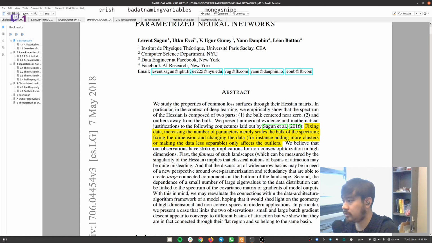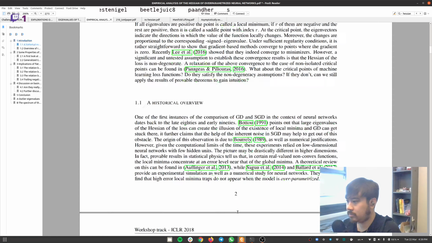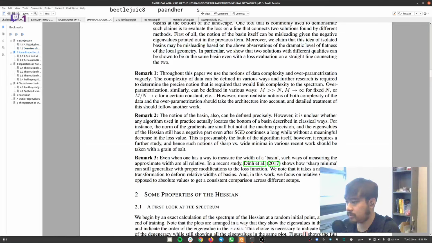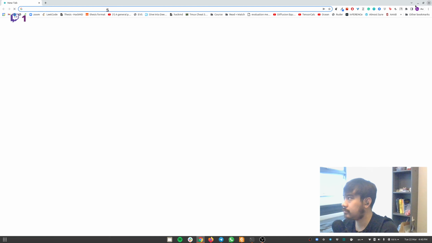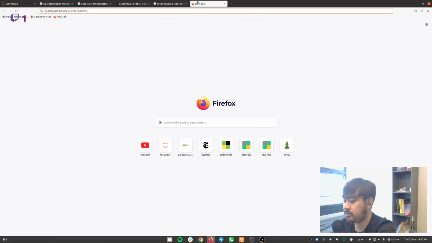This is the key. We believe that our observations have striking implications for non-convex blah blah. The flatness of such landscapes, which can be measured by the singularity of the Hessian, implies that classical notions of basins of attraction may be quite misleading, and that the discussion... well, let me just check what I understand by the basin, because my understanding of the basin is literally saying that it is flat in many other directions. So it kind of just falls into it.